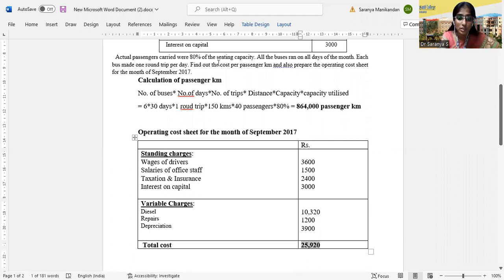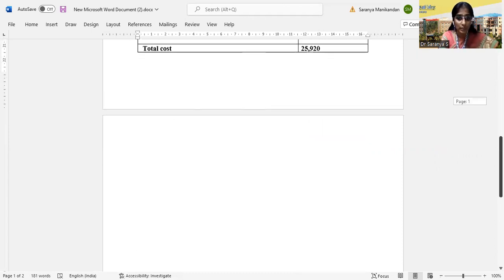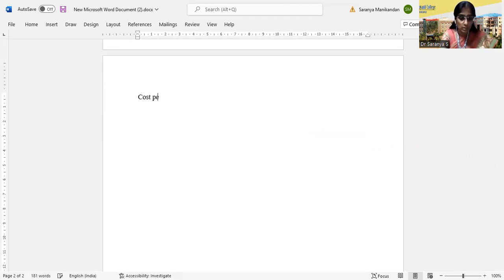So what is asked in the question is, we need to find out the cost per passenger kilometer. Okay, which is nothing but, I'm writing it here, cost per passenger kilometer. That is nothing but total cost divided by number of passenger kilometer. Okay, so total cost, how much we got? Rupees 25,920, and the passenger kilometer we got 8,64,000 passenger kilometer. So when you do this calculation, you will get 3 pies.